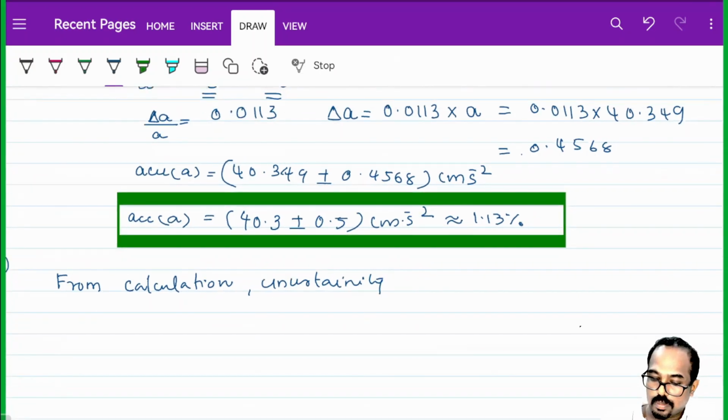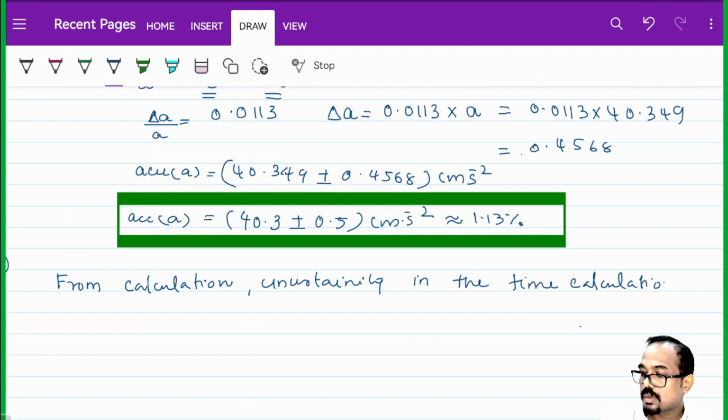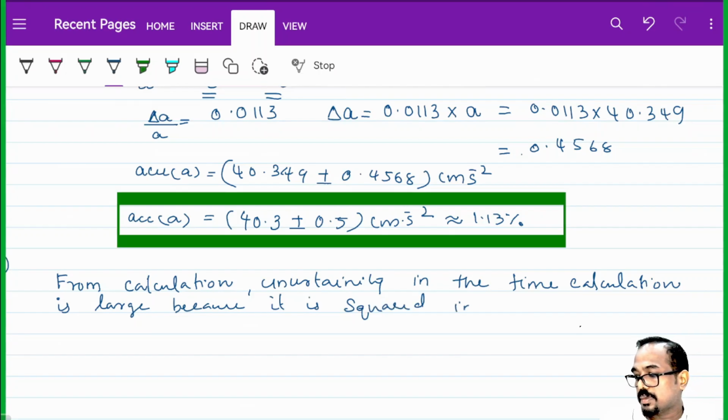Uncertainty in the time calculation is large because it is squared in the equation, right?